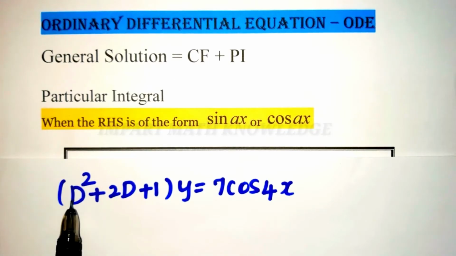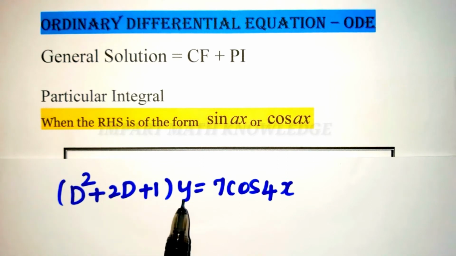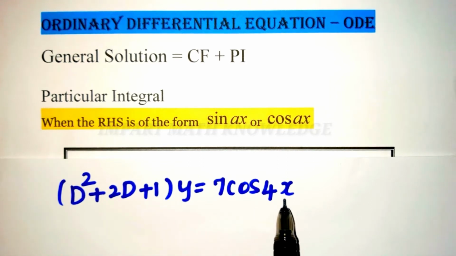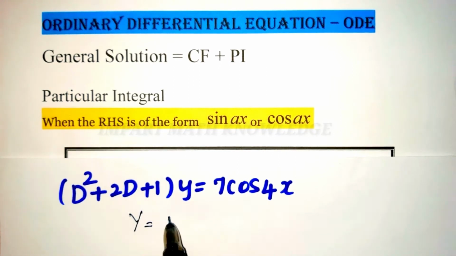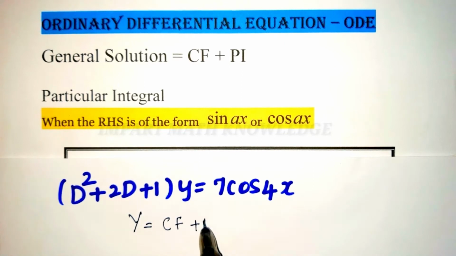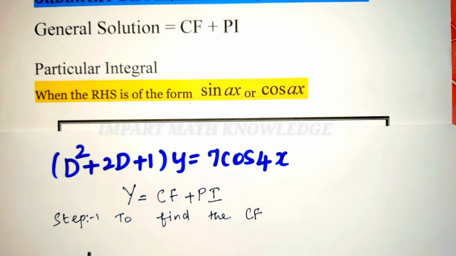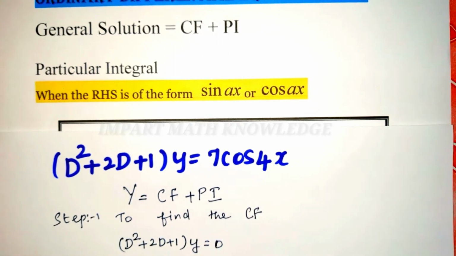The problem is D square plus 2D plus 1 into y is equal to 7 cos 4x. The general solution is y is equal to complementary function plus particular integral. Step 1. Find the complementary function. For that you write D square plus 2D plus 1 into y is equal to 0.